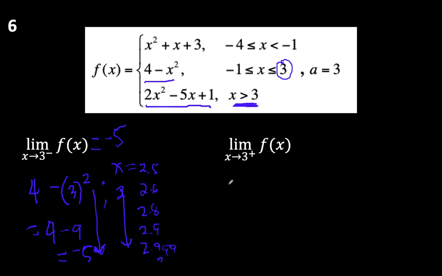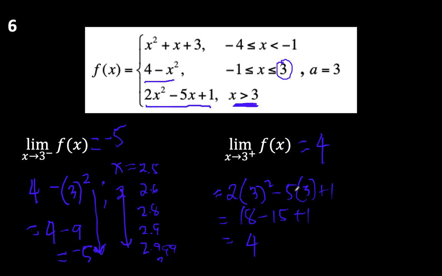So let's consider 3. That's 2 times 3 squared minus 5 times 3 plus 1. So let's simplify this. This is 18, this is 15, plus 1. This is equal to 4. So the answer here is equal to 4, okay? And if we check the limits of the two functions, they are different values, okay?